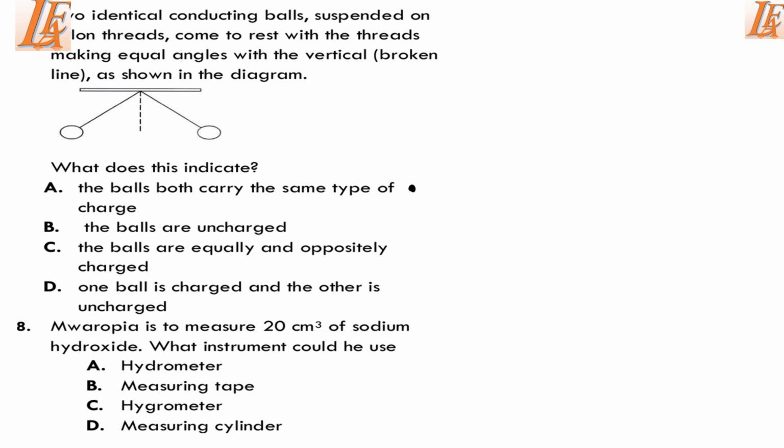The seventh question: two identical conducting balls suspended on nylon thread come to rest with the thread making equal angles with the vertical line as shown on the diagram. So in this case we have this one as our ball, we also have this one as another ball, and they are making an equal angle at this point here, call it theta. What is important is that we have been told these two balls are conducting balls. It means they can conduct charges.